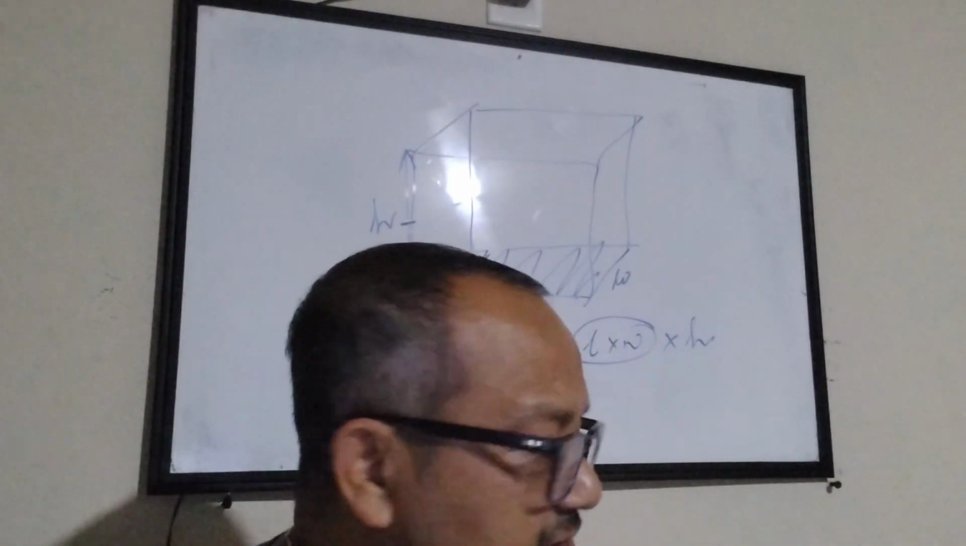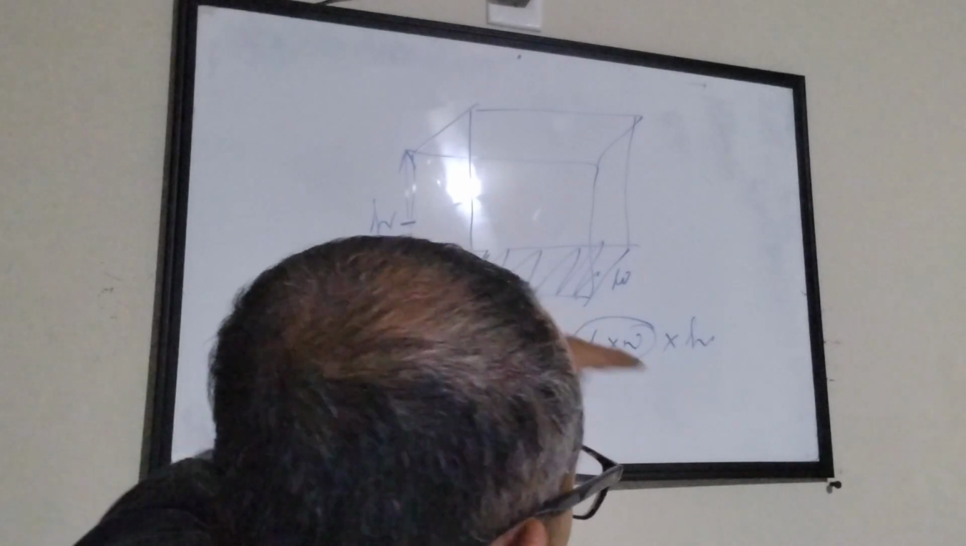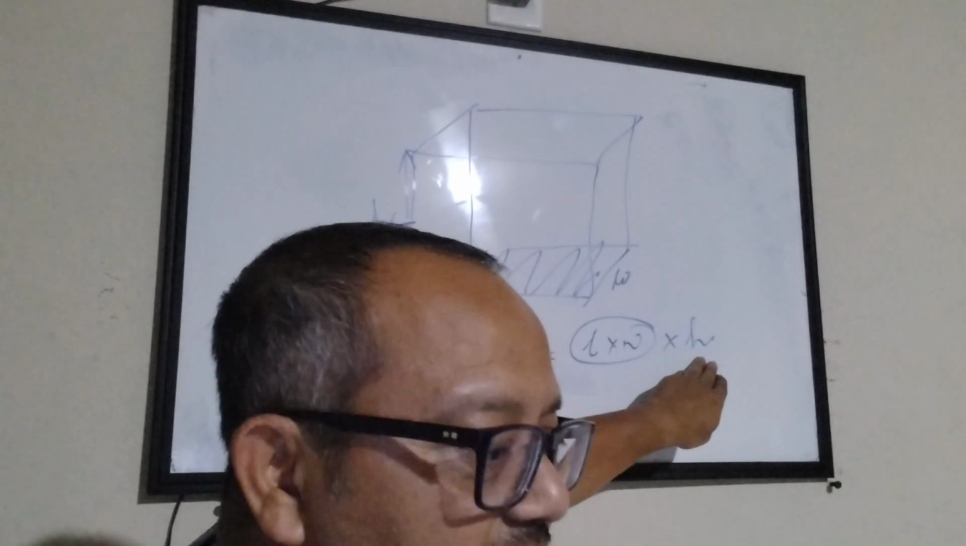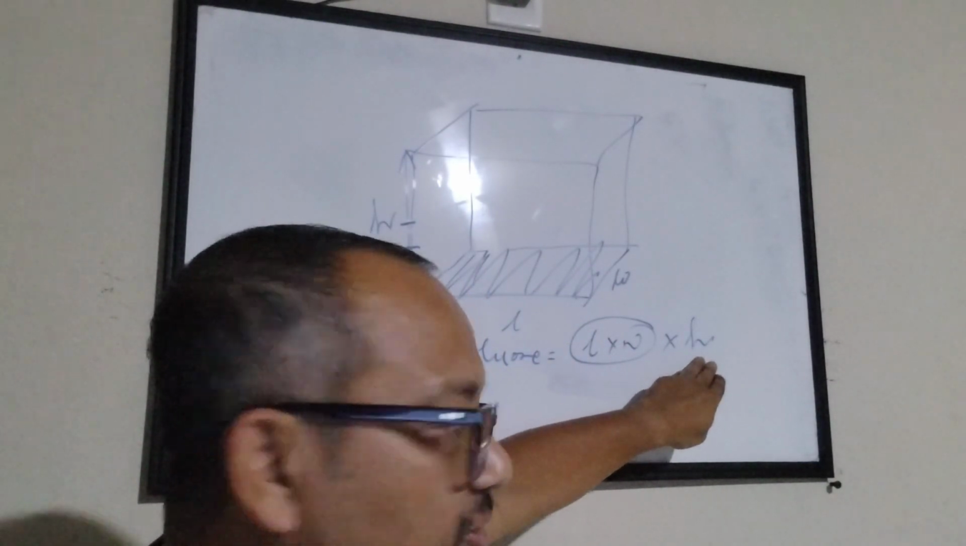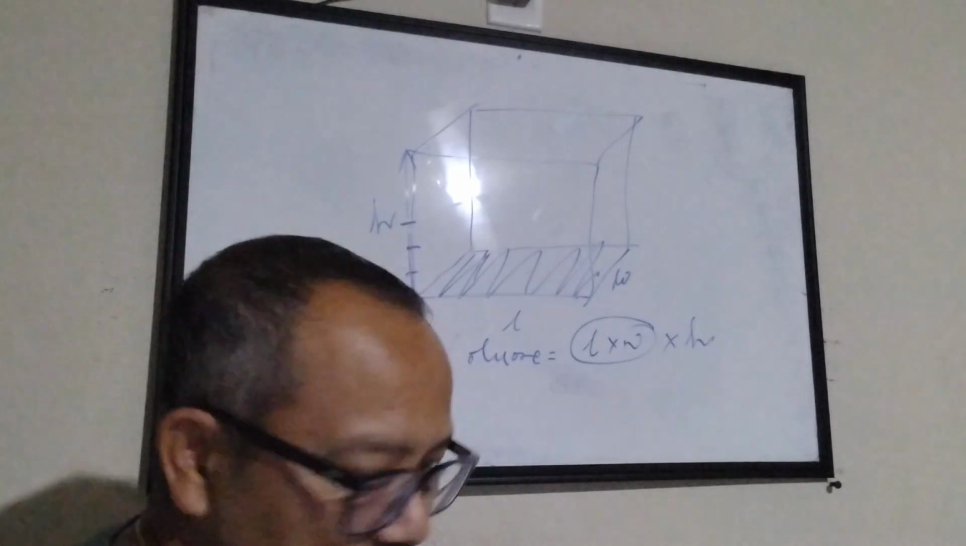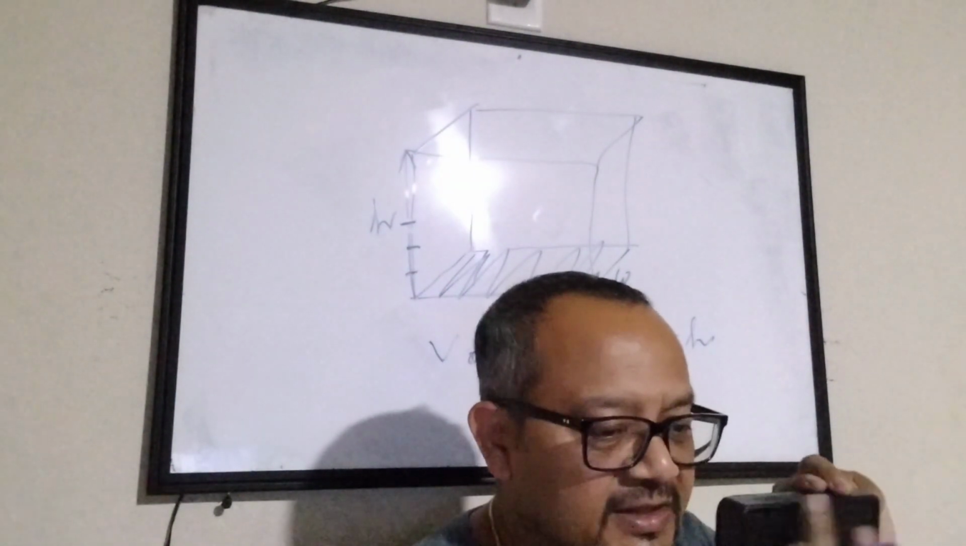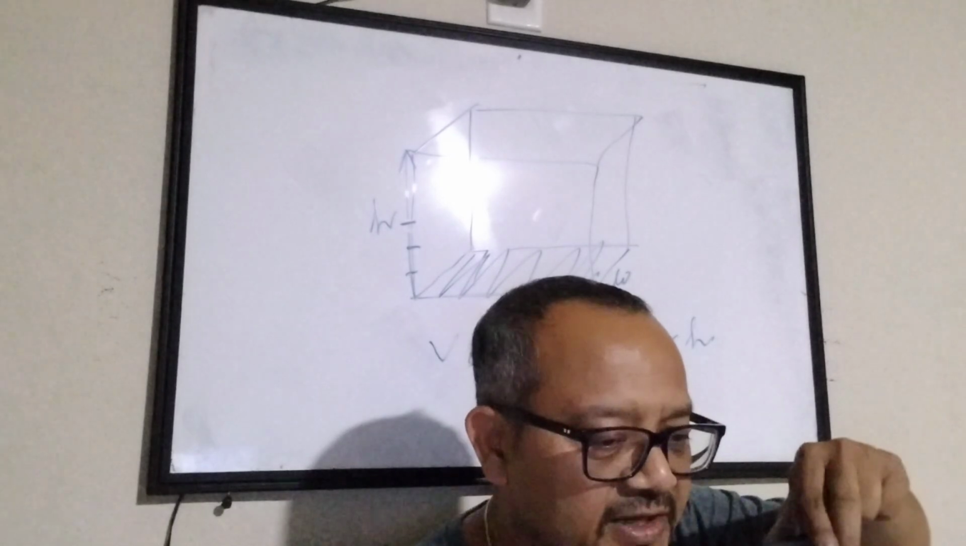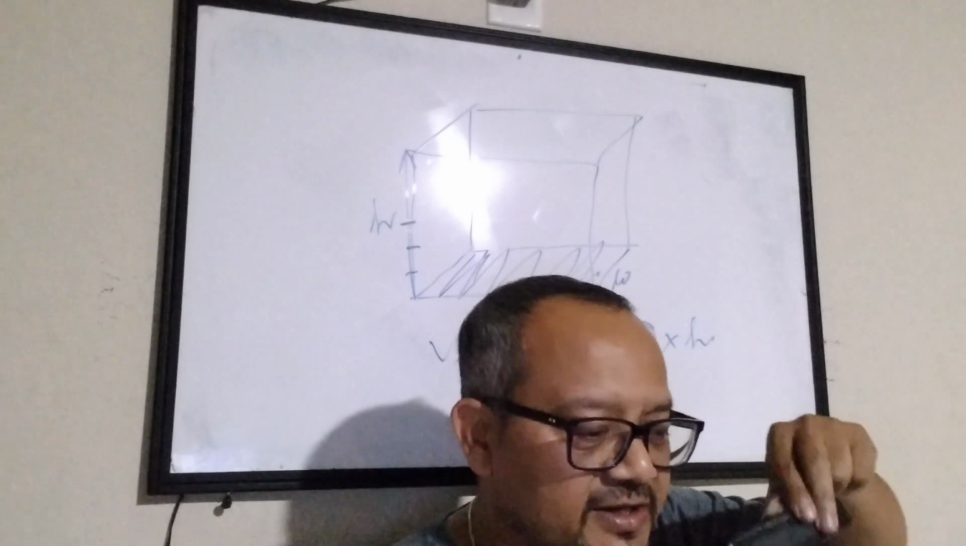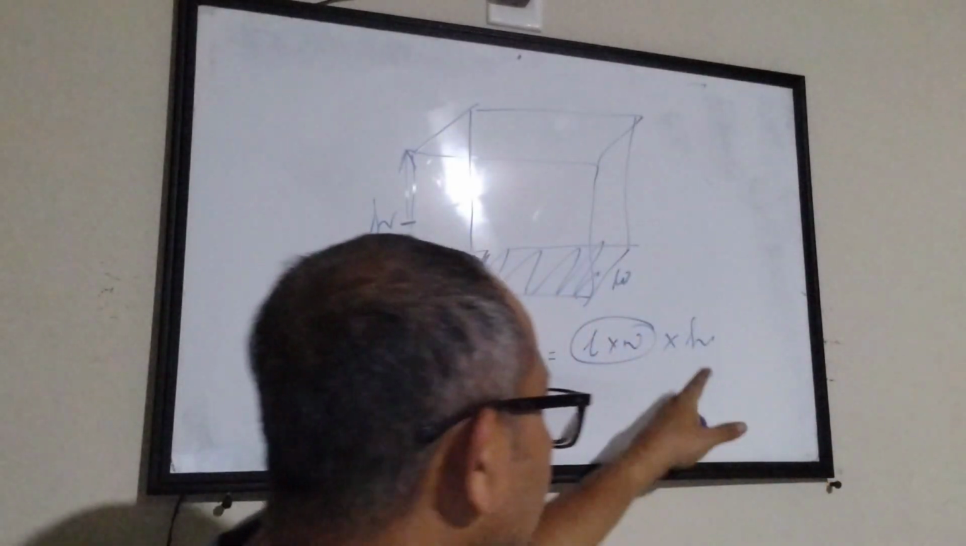So, for any shape, look at the base, multiply that by height. That will give you the volume. This is my area, so length times width, I have added height to it. How many times I have added that height makes the volume.